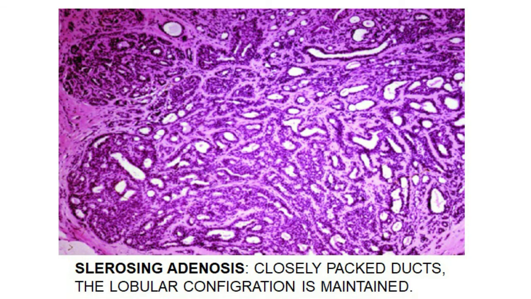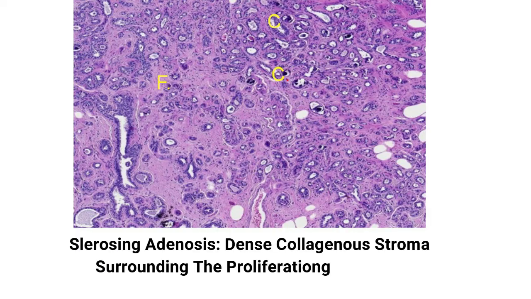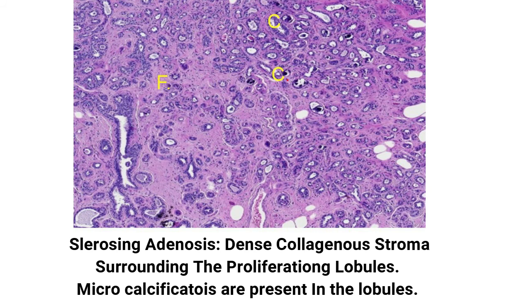Now the photograph showing microscopic features of sclerosing adenosis, in which closely packed ducts are present but the lobular configuration is maintained. There is a photograph showing sclerosing adenosis in which dense collagenous stroma marked with letter F surrounds the proliferating lobules. Microcalcifications are present in the lobules, which are marked with letter C.